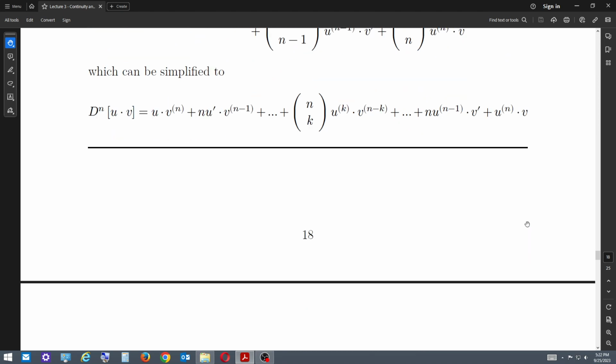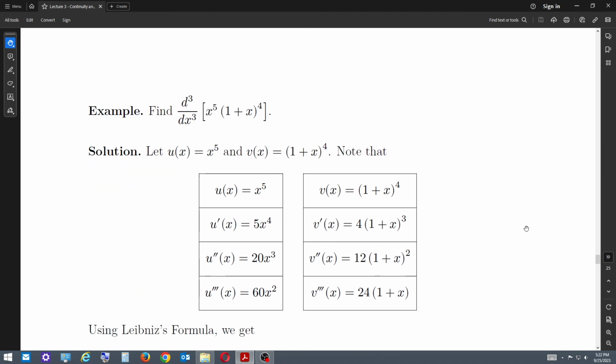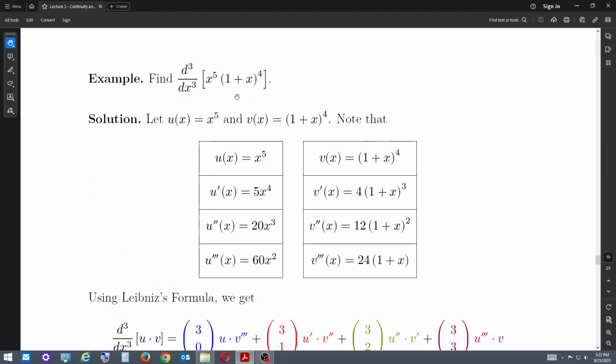Okay, let's see how we use this in practice. So suppose I asked you to find the third derivative of this product, x to the power 5 times (1 plus x) to the power 4. Well, you could expand this, but that will be a lot of work. So just for the sake of explanation, let's see if you can use Leibniz's formula.